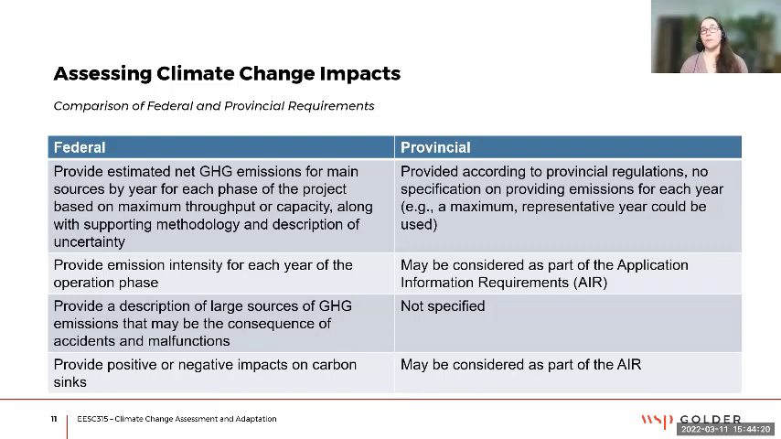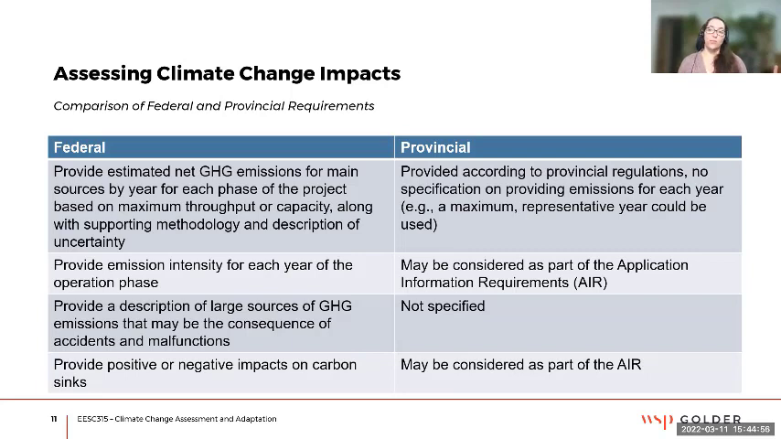So when we're talking about a federal versus provincial, when you're estimating your greenhouse gases, everything is pretty much on par. The biggest difference is federal would like you to show every single year. You don't necessarily have to do that for provincial. Sometimes you look at the maximum year. You can consider emission intensity under the provincial. It's required under federal, but there's a challenge there because you don't always have a benchmark to compare it to. So sometimes you're just saying what an intensity is with no context really of comparison.